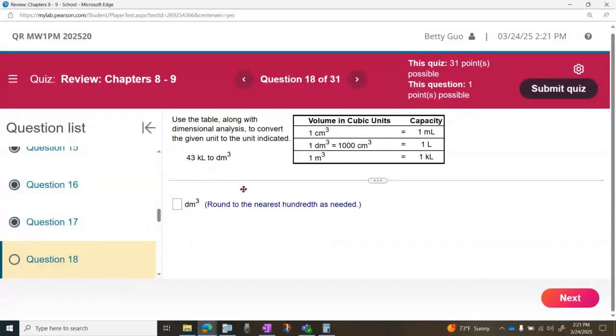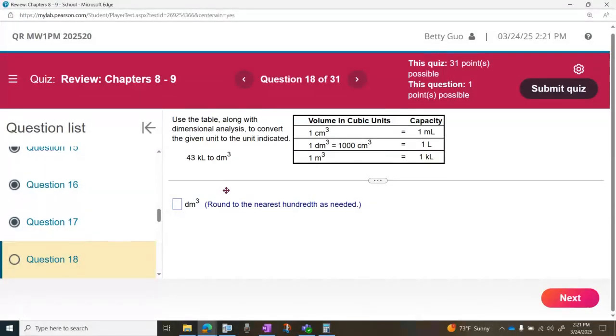Kiloliter to cubic decimeter. Do we have the conversion? Kiloliter, we don't have. Okay, we're gonna build a bridge. All right, guys, we're gonna build a bridge because cubic decimeter, as it shows, is the same as liter. We're going to use liter as the bridge.